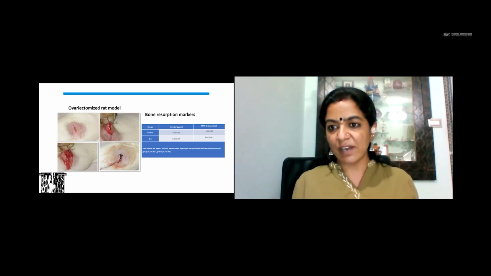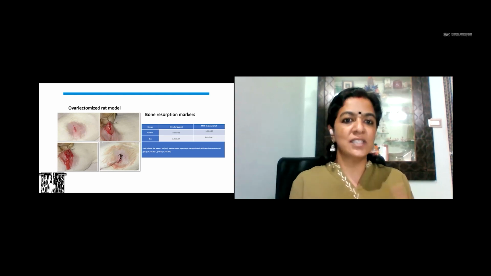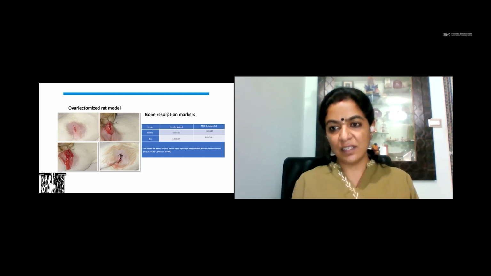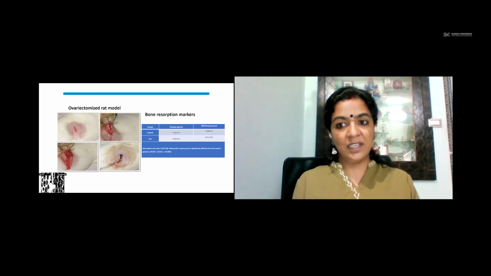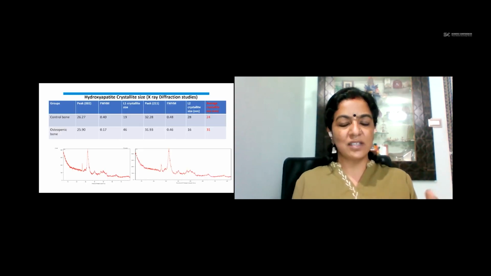So we have measured these TRAP 5B levels in the serum, and after a period of 3 months in the rat, they were significantly increased. So you can see from here that TRAP 5B was significantly increased. So here we can say that our model has been established.